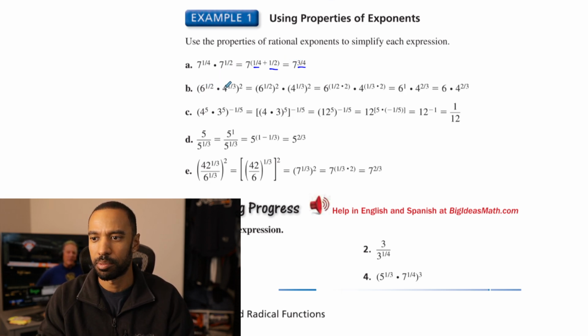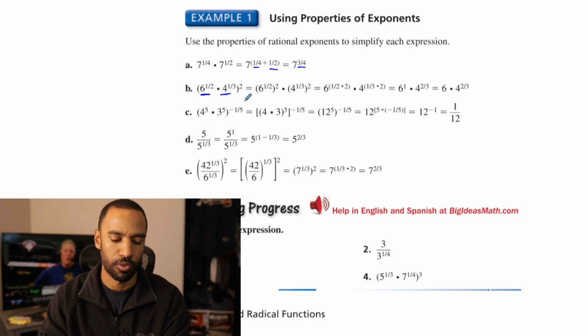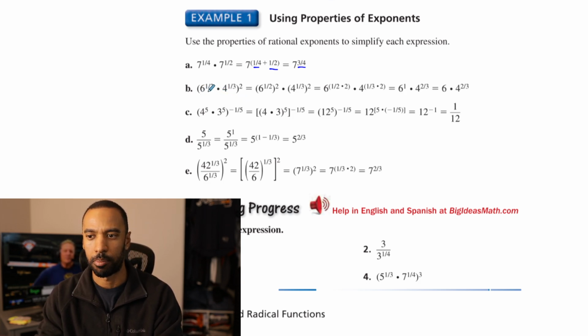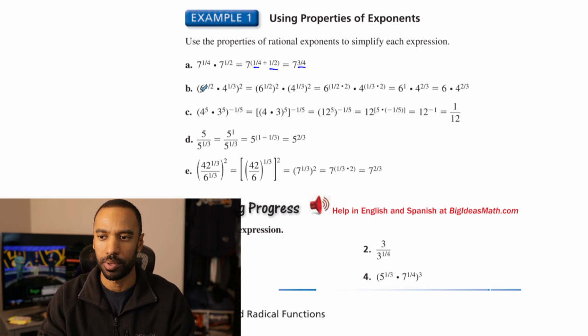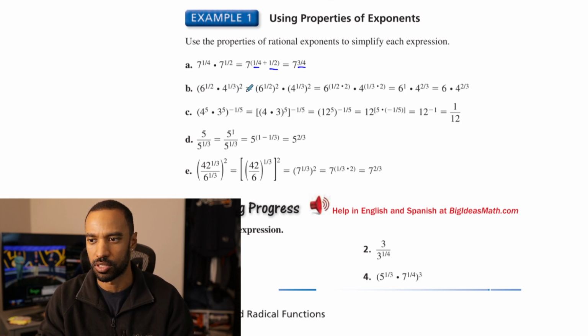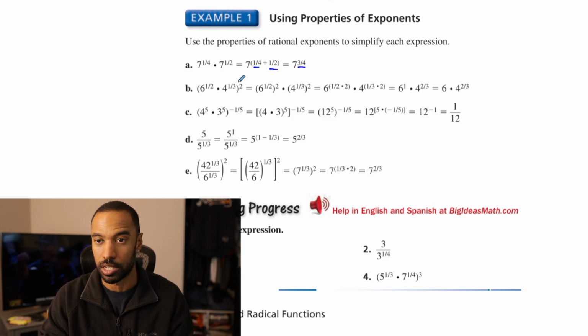6 to the 1/2 times 4 to the 1/3, squared. To begin with, you can't really do much with these two things together. You can't turn 6 times 4 into 24. PEMDAS, order of operations, says you must deal with the exponents first, and they don't have the same base. So we do deal with the exponents first, but you can't take the square root of 6 or cube root of 4, naturally. They're not perfect squares, perfect cubes, things like that. But the squared is on the outside, and we can deal with that.